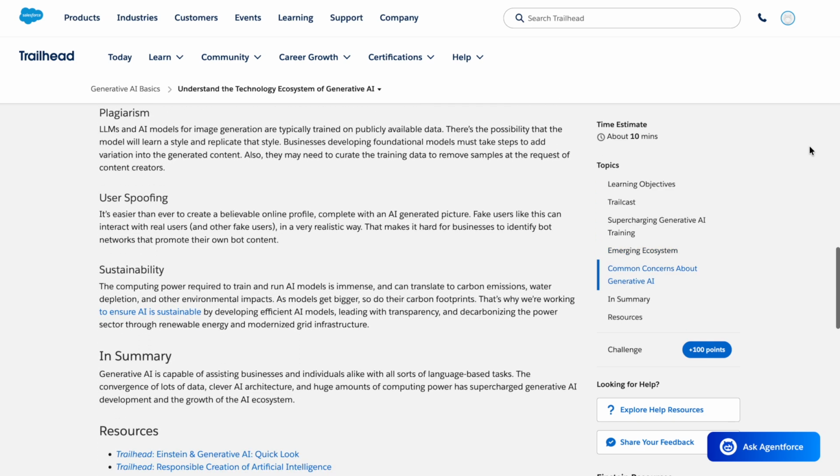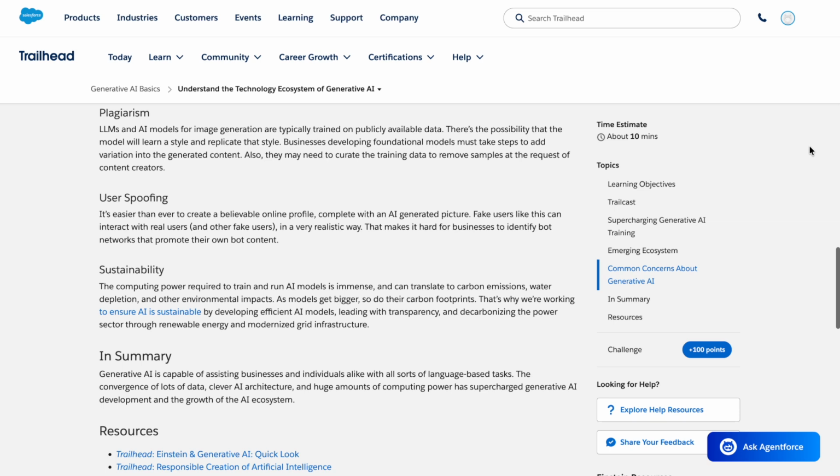LLMs and AI models for image generation are typically trained on publicly available data. There's the possibility that the model will learn a style and replicate that style. Businesses developing foundational models must take steps to add variation into the generated content. Also, they may need to curate the training data to remove samples at the request of content creators. User spoofing. It's easier than ever to create a believable online profile complete with an AI-generated picture. Fake users like this can interact with real users and other fake users in a very realistic way. That makes it hard for businesses to identify bot networks that promote their own bot content.